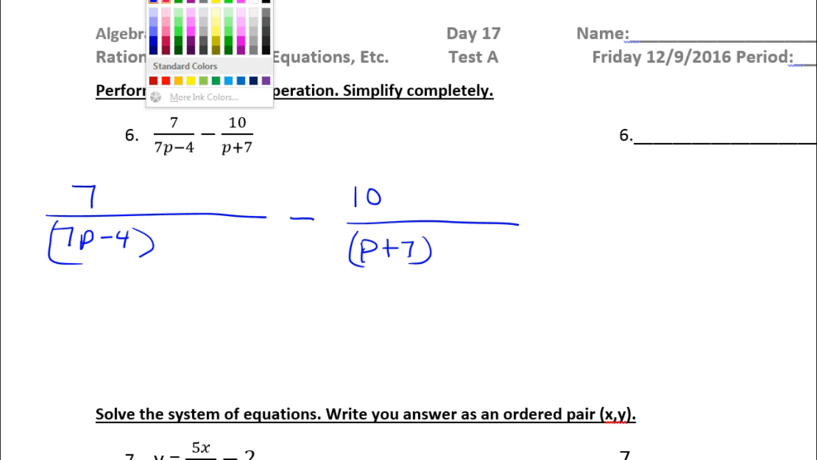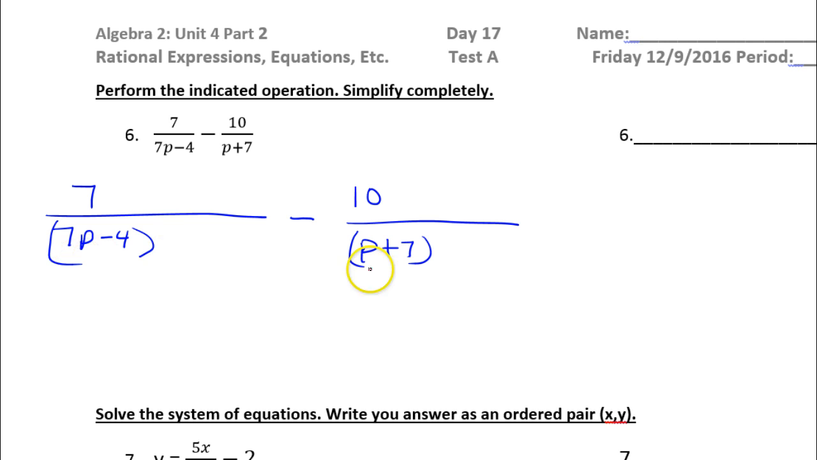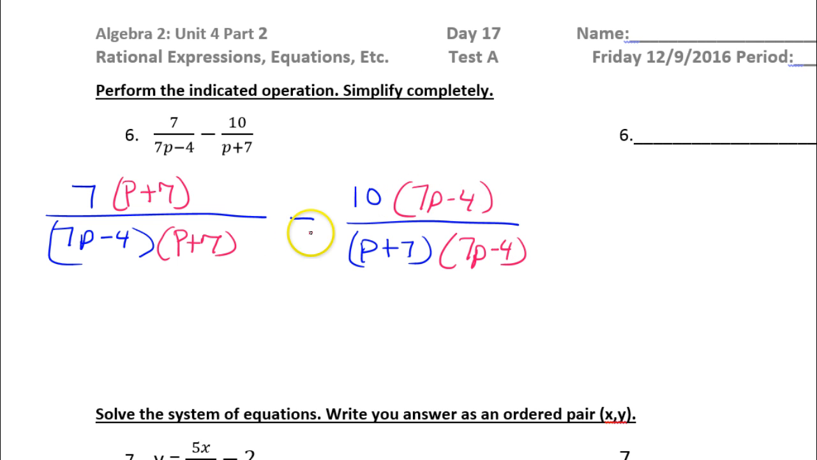So if I want to make these denominators the same, I just need to give each denominator what the other one has. So this denominator will need p plus 7, and I'll have to put it in the numerator as well. This denominator is going to need a 7p minus 4, and I'll have to put that in the numerator as well. Now be careful how you deal with this minus sign. I recommend putting the minus sign up here at the 10. So I will do that by making this a plus and then sticking the negative sign right here. That way when I distribute, I'll be sure to distribute with the negative.